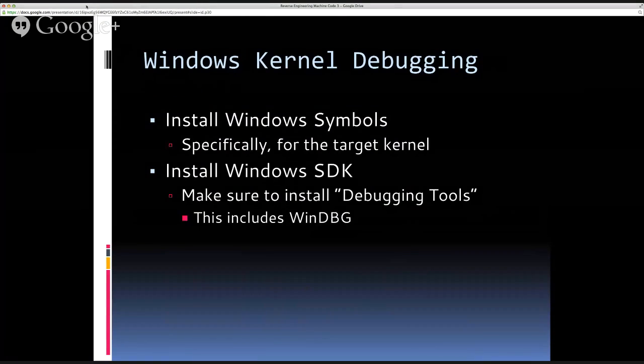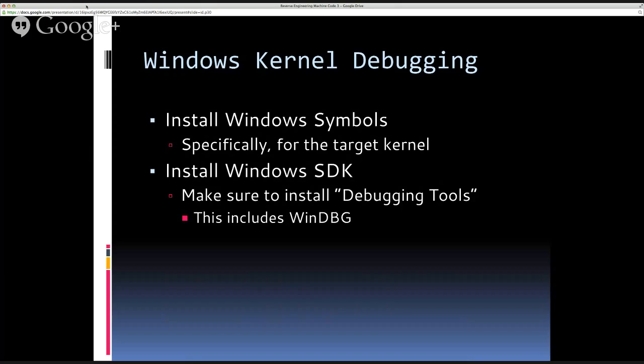Whatever the case, a few things you'll want to do first. Of course, install the Windows symbols. This matters a lot for whatever target version of Windows you're reversing. If it's XP, make sure you get the XP symbols. If it's Windows 7, get those. Then you also want to install the Windows SDK. If you install it with the debugging tools, it will put WinDbg on your machine, and this is a very powerful debugger.